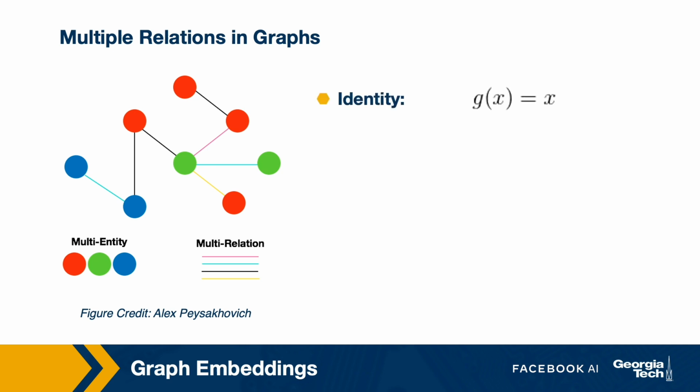The first one is identity, where we treat every edge to be the same. This falls into the case where all the edges are the same type in the graph. The second one is a translator, where we use a vector to represent a particular edge type, and then we add the edge type vector to the node vector. This is from the TransE model by Bordes et al.